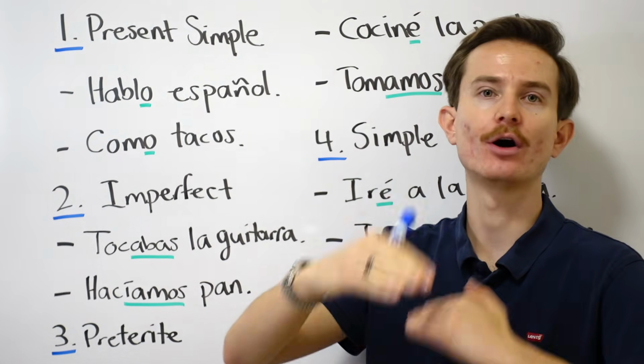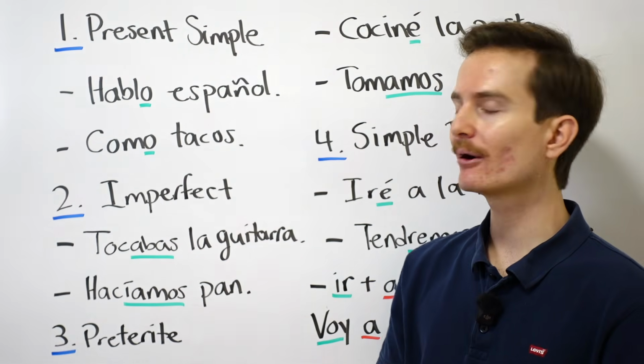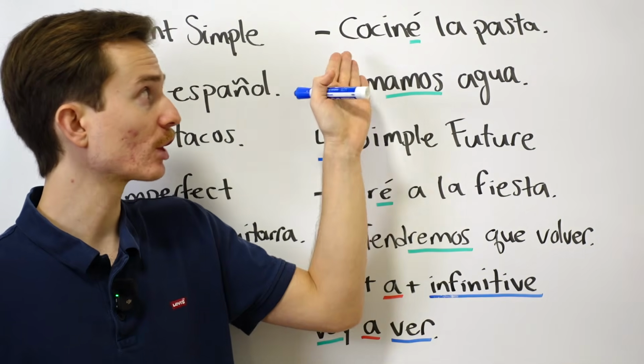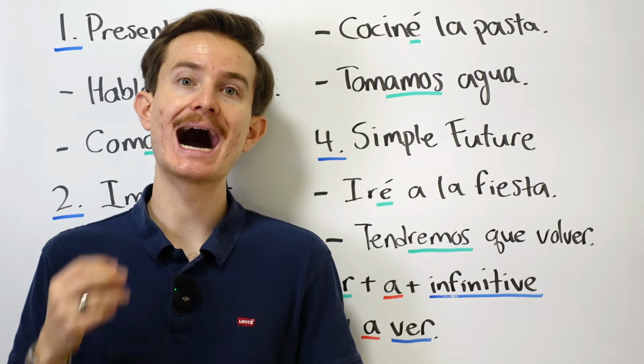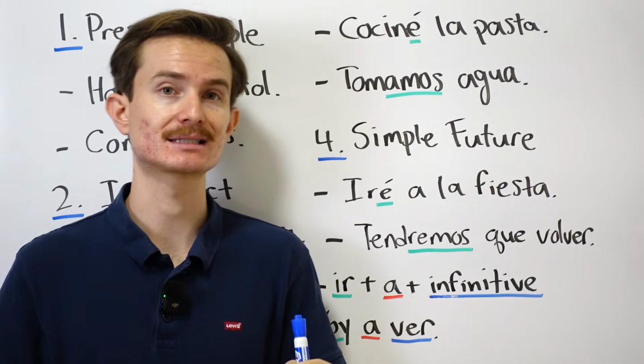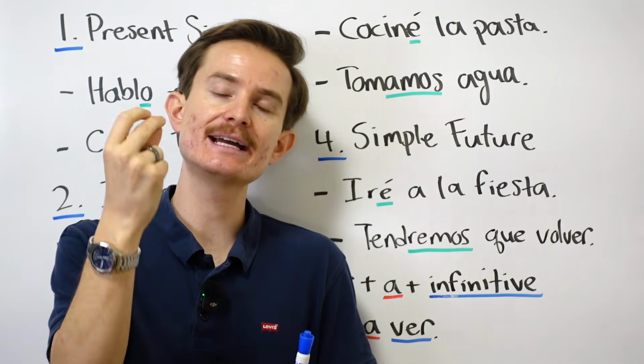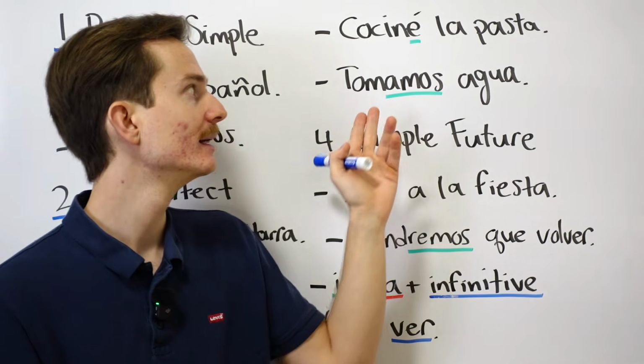Remember, imperfect, ongoing actions in the past, whereas the preterite is for a one-time action in the past. So for example, cociné la pasta. I cooked the pasta. I wasn't cooking the pasta. I didn't used to cook the pasta. I cooked the pasta, okay?